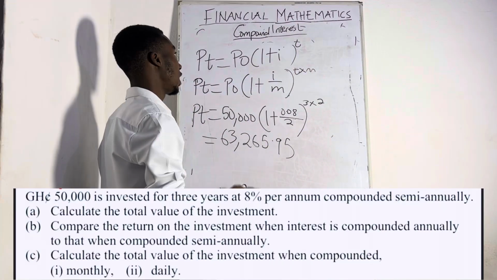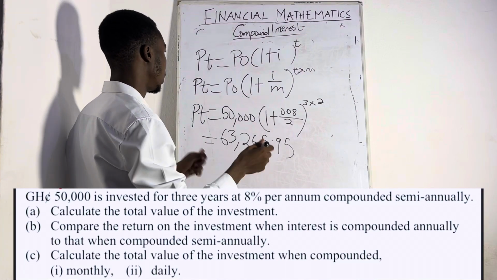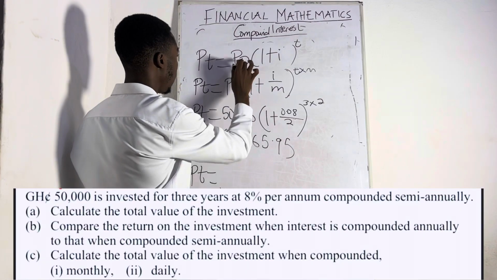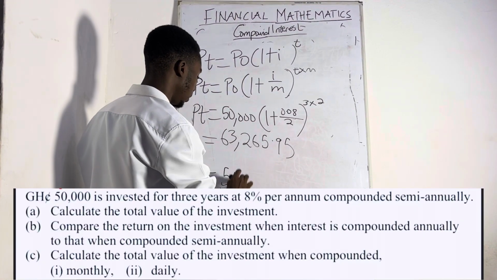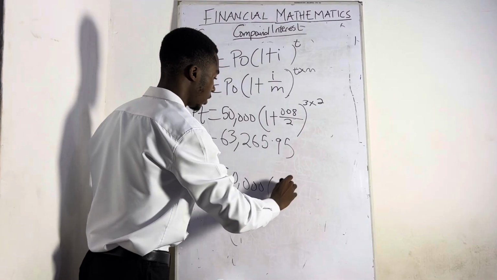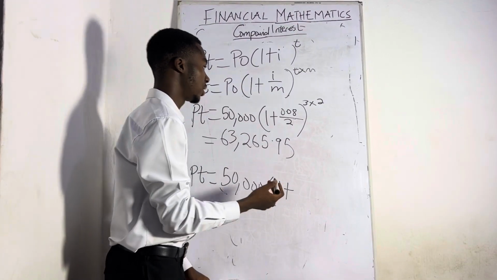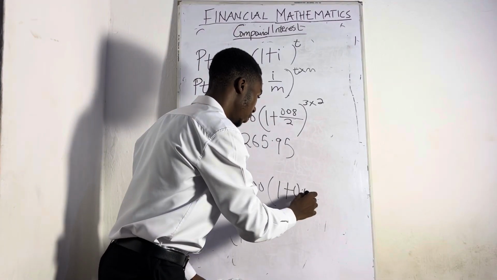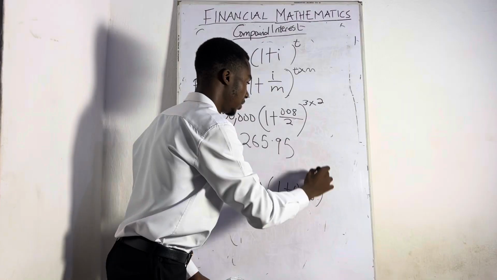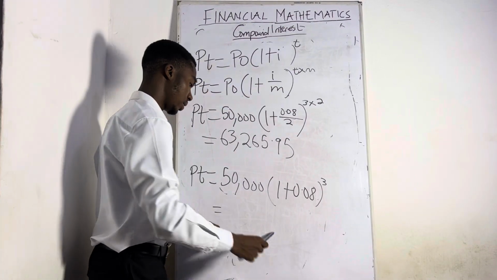You get it? So now let's put the 50,000 cedis in this formula to see which one will give us more returns. So we have PT is equal to, so our P0 is 50,000 into brackets 1 plus our I. Our I is 8%, which is 0.08, exponent T, which is the number of years, that's 3. So when you punch this on the calculator, let's see what you are getting.